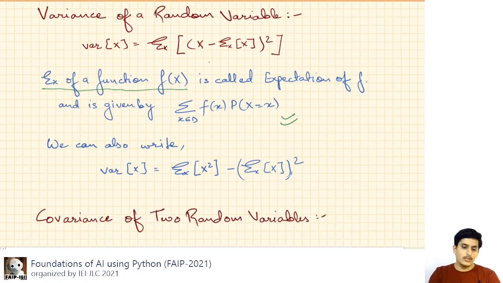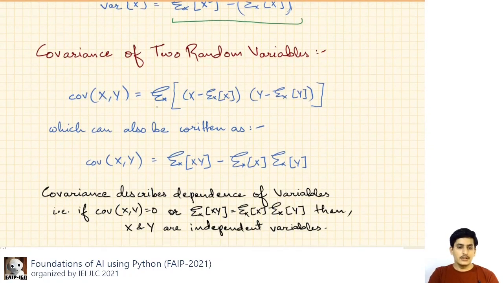Okay, we can also simplify this expression for computational purposes, and after simplification, this is the expression we get. All right, so variance is the expectation of x square minus the whole square of the expectation of x. So this is very simple to calculate through a computer rather than this.